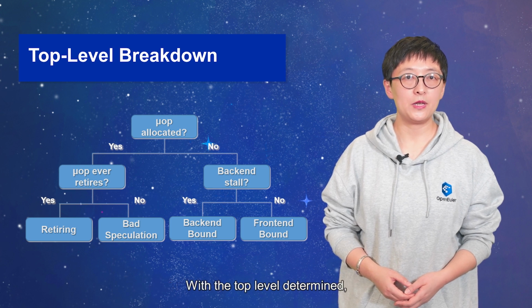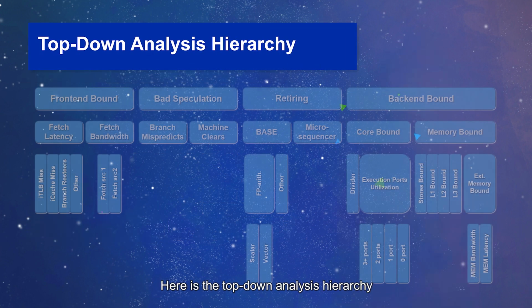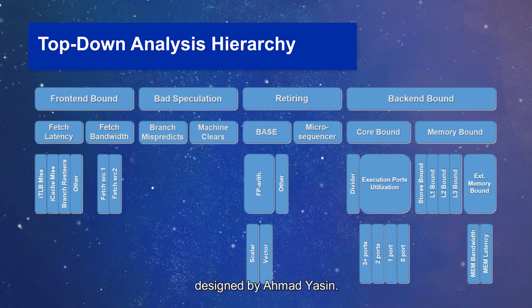With the top level determined, it is much easier to develop the entire hierarchy. Here is a top-down analysis hierarchy designed by Ahmad Yasin. Let's take a look at this figure. Each top-level category is split into two subcategories, and then more branches until the root causes. Next, I will explain the main concepts in detail.